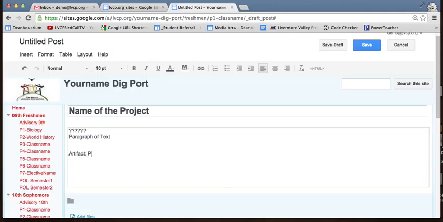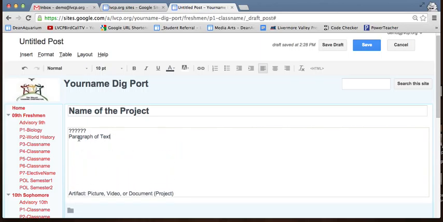This artifact could be a picture, a video, or a document, anything that is the project. So if you made a catapult, you take a picture of the catapult and put it right here. That would make a lot of sense, and you'd write about the catapult above it. I'm going to talk more about the artifacts later down the line, so I'm going to kick that downstairs.